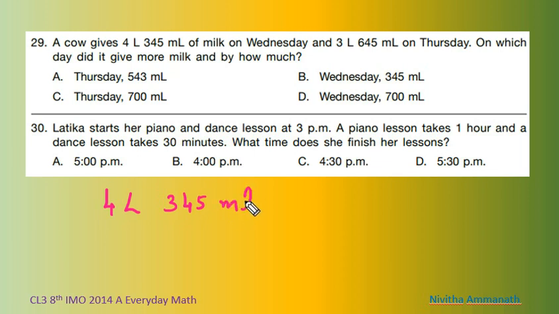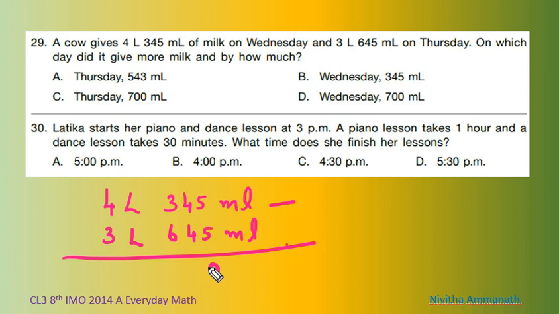This or this option. So 4 liter 345 milliliter minus 3 liter 645 milliliter. How do we write? 5 minus 5 is 0, 4 minus 4 is 0, 3 minus 6 is not possible. So we take 1 from here. 13 minus 6, that is 7. So 3 minus 3 is 0. 0 liter 700 milliliter. So 700 milliliter. Wednesday, 700 milliliter. Next question.